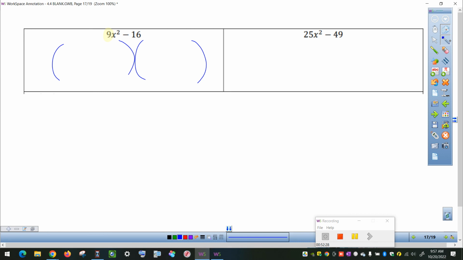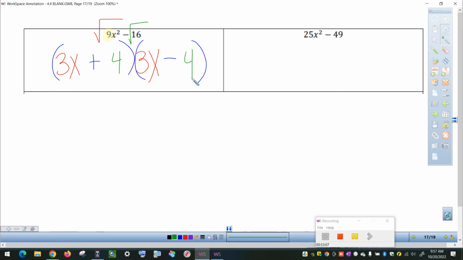So if you have something like 9x squared minus 16, still going to set it up the same way. One plus and one minus. Now the square root of the first term is doing the square root of 9, which is 3, and we're doing the square root of x squared, which is x. So actually the square root of 9x squared is 3x. Then the square root of 16 is 4. It's pretty similar. This looks a little bit different. We get 3x plus 4 times 3x minus 4.